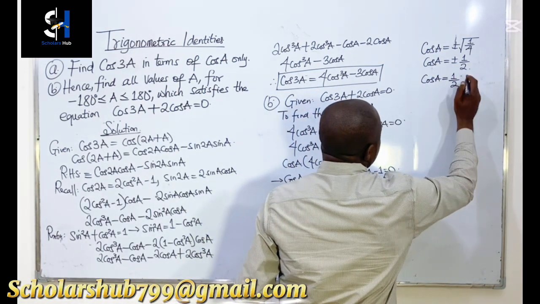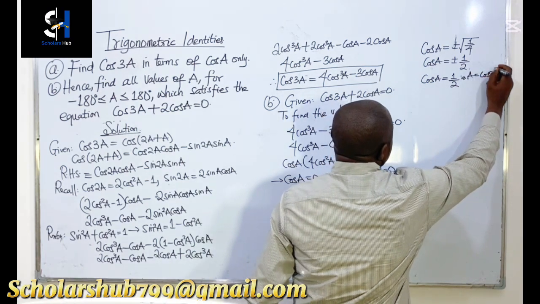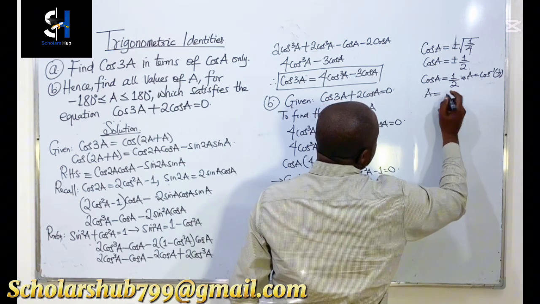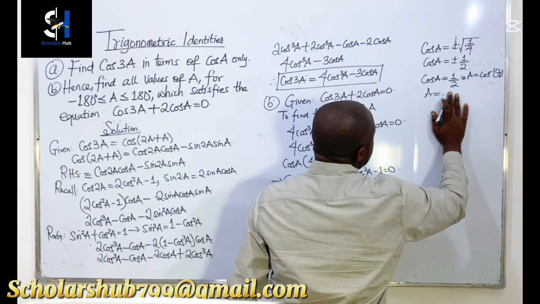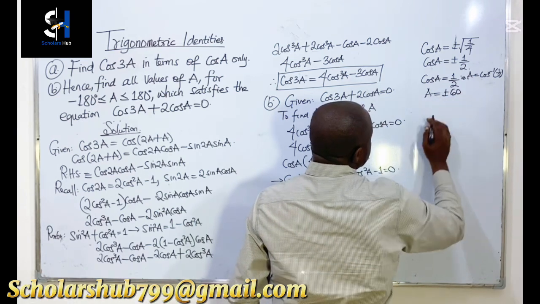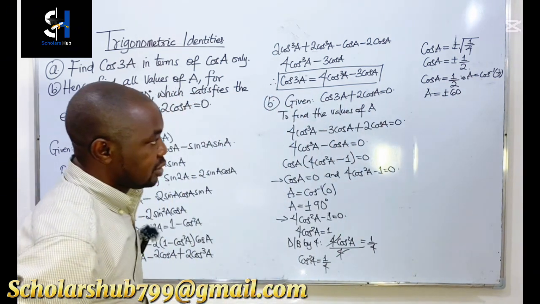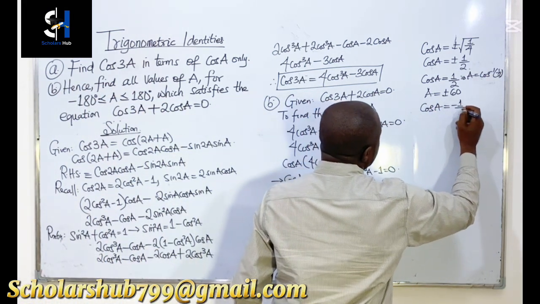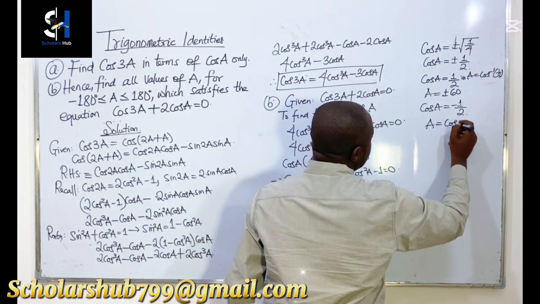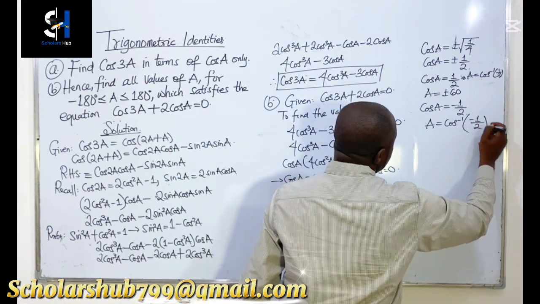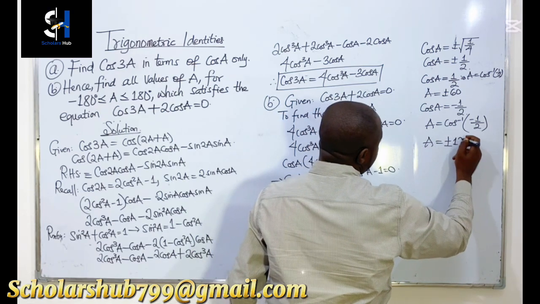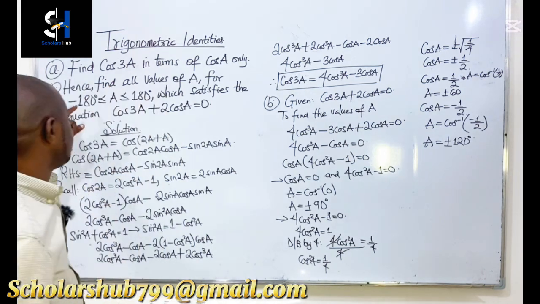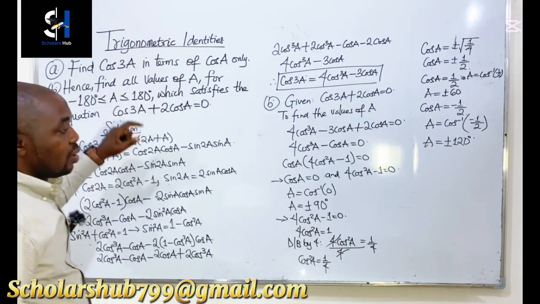So the first one is cosA equals 1/2. We're going to have A equals the inverse cos of 1/2. So the value of A in this case is going to be 60 degrees, so we have plus or minus 60 degrees. Then also we have cosA equals negative 1/2. So A will be equal to cos inverse of negative 1/2. So the value of A in this case will be plus or minus 120 degrees, because the values are between negative 180 degrees and 180 degrees.